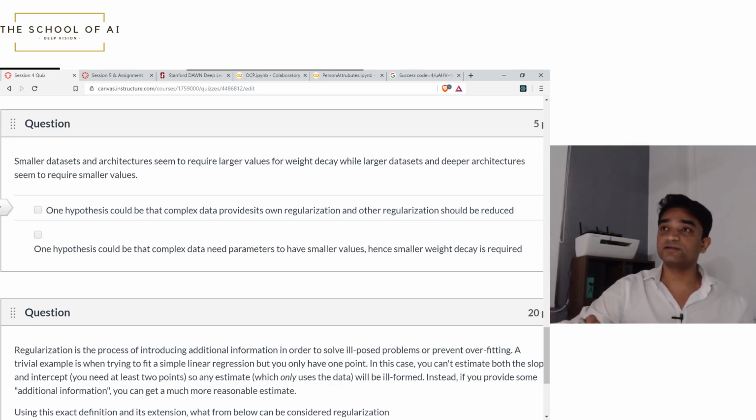And what is happening right now is that the moment you increase your dataset or the moment you go for a deeper network, the value of regularizers you are going to use, like weight decay or dropout, must be reduced. Which means that when you're adding dataset, that acts as regularization. When you are using deeper networks also, that is acting as regularization. And when we are talking about deeper here, we're talking about connected networks like ResNet and Inception, right? So one hypothesis could be that the complex data provides its own regularization and other regularization should be reduced, because overall regularization is something we need to make sure is not too much.